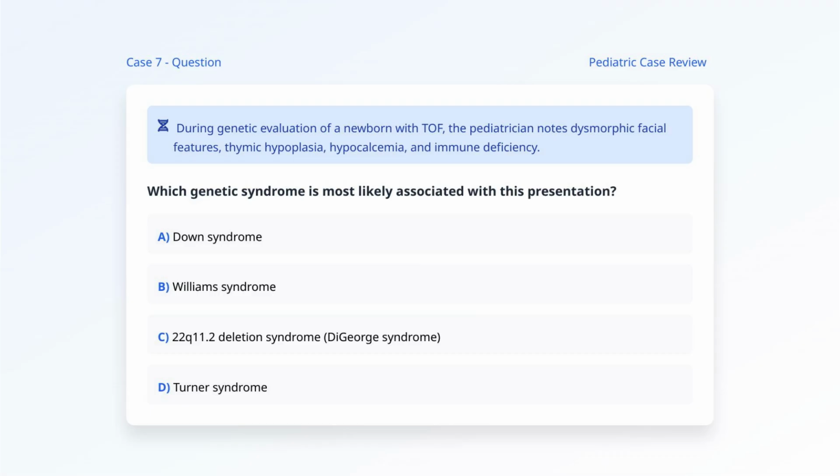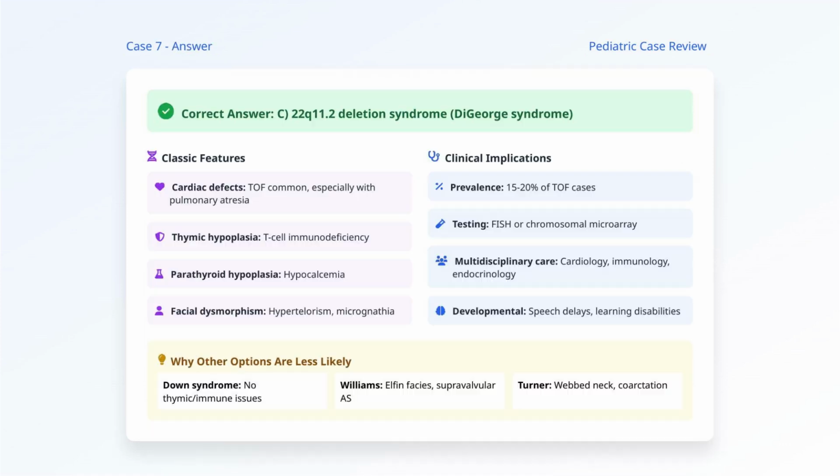For our seventh case, during genetic evaluation of a newborn with TOF, the pediatrician notes dysmorphic facial features, thymic hypoplasia, hypocalcemia, and immune deficiency. Which genetic syndrome is most likely associated with this presentation? Is it A. Down syndrome, B. Williams syndrome, C. 22q11.2 deletion syndrome, also known as DiGeorge syndrome, or D. Turner syndrome? The correct answer is C.